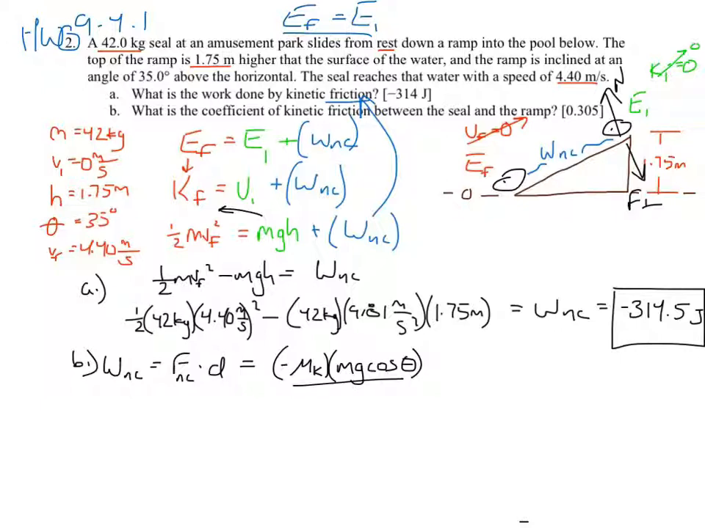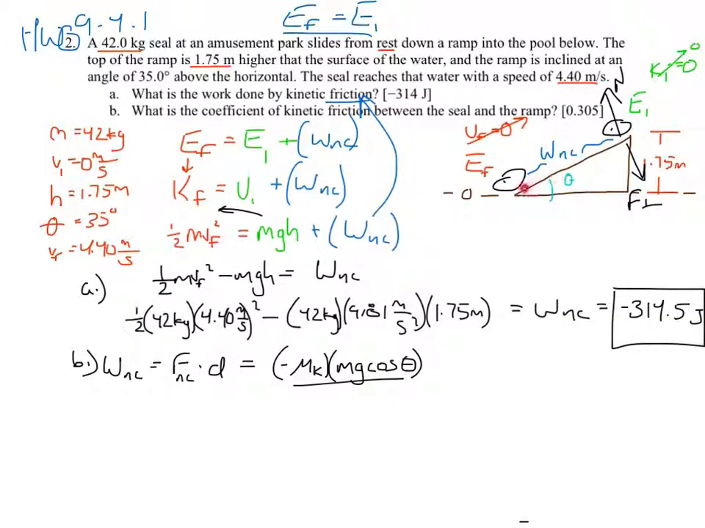Now we need to know that distance. What is the distance that the seal moves down the ramp? That will enable us to solve for this coefficient of kinetic friction right there. Well, what is that distance? We have an angle right here. I'll make this a different color. There's our angle theta. We have an opposite side, 1.75, and we need to know this distance down the face of the ramp.